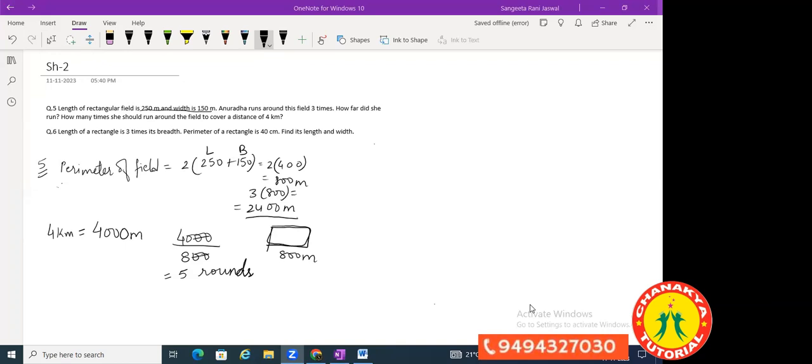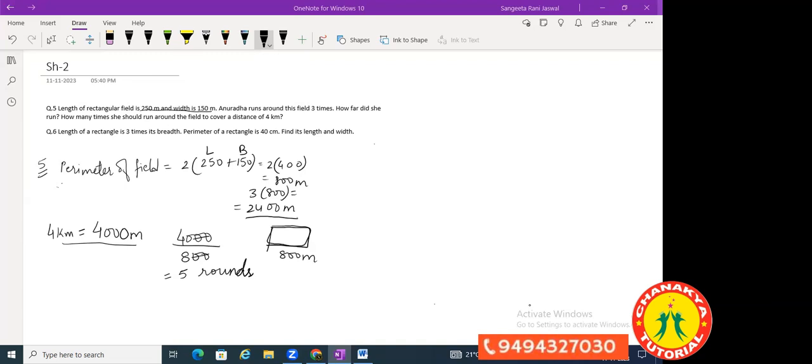Okay, 4 kilometers is equal to 4,000 meters. Then to find how many rounds, we have to divide. So we divide 4,000 by 800. One minute, I got 1 0, 1 0, 1 2 3. Teacher, it's 2.4 kilometers again.